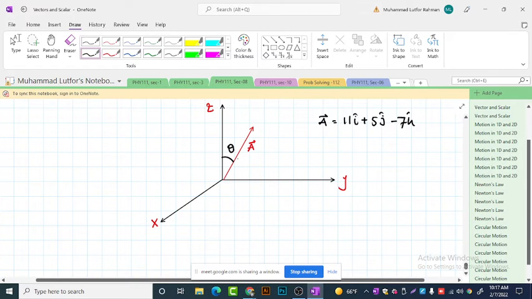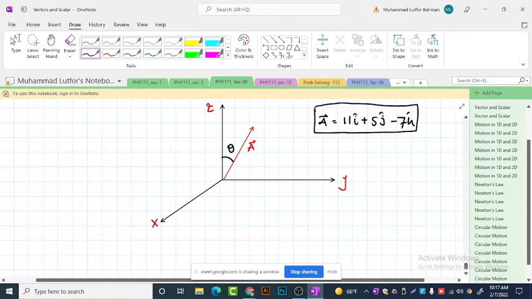All right, so we can use the direction cosine equation to find the angle. Direction cosine, yeah, we can do that, but that's a lengthy procedure actually.